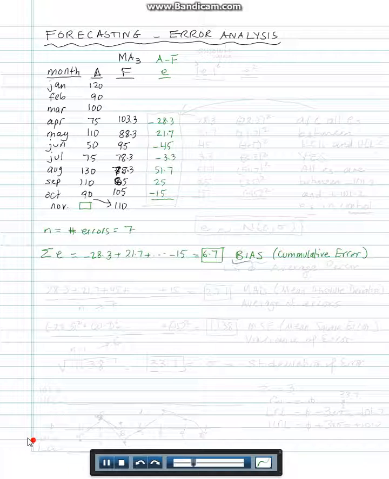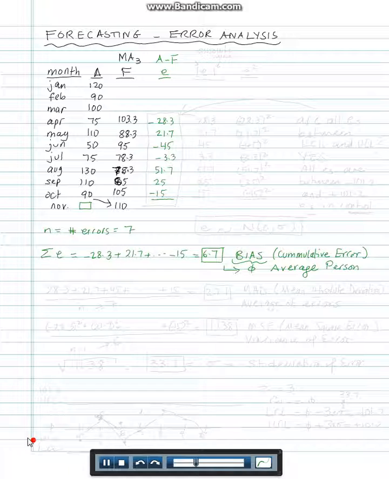I like the bias to be close to 0, because if you're not an overly optimistic person or an overly pessimistic person, you're an average person, then sometimes you will overestimate and sometimes you will underestimate the forecast. So we like the bias to be close to 0. We don't like to see it a very positive number. We don't like to see it a very negative number. So that's one measure, bias, in terms of error analysis.